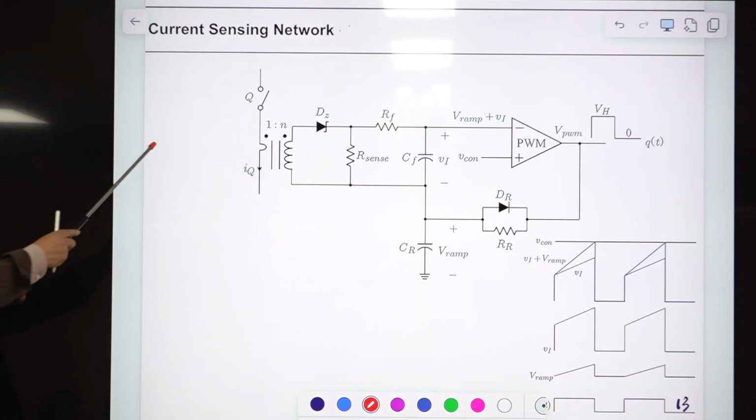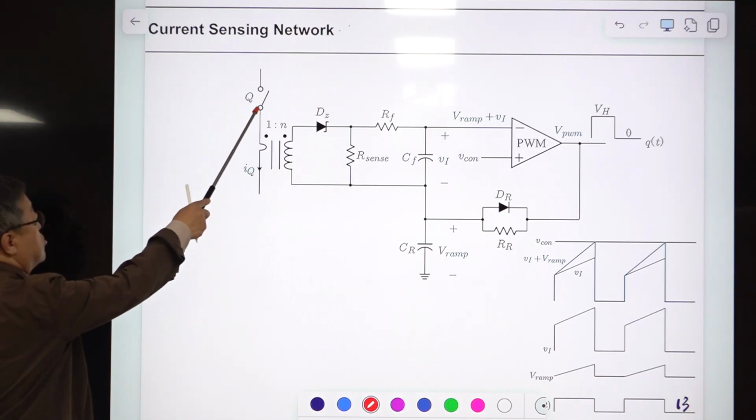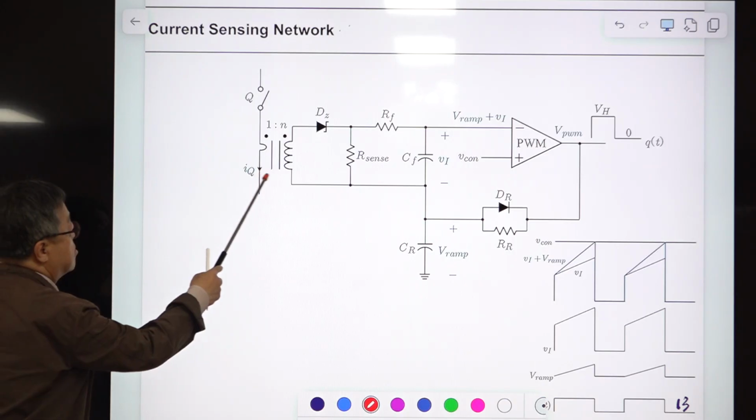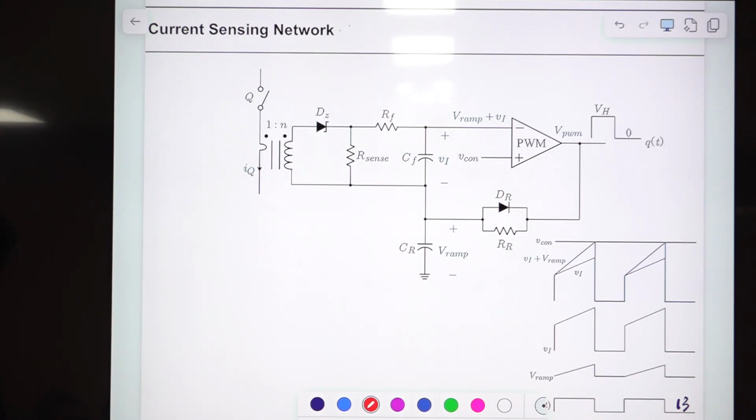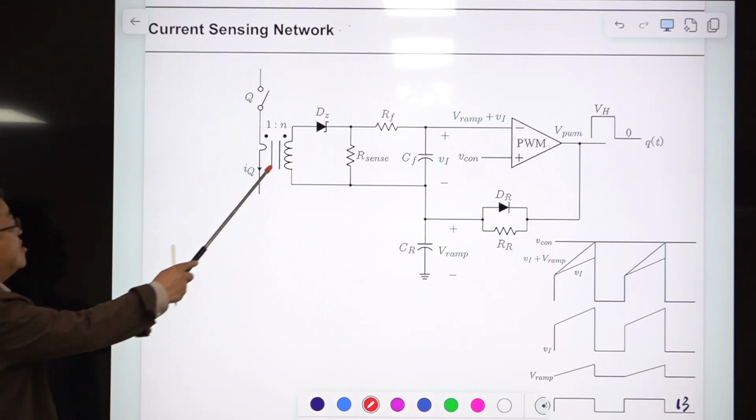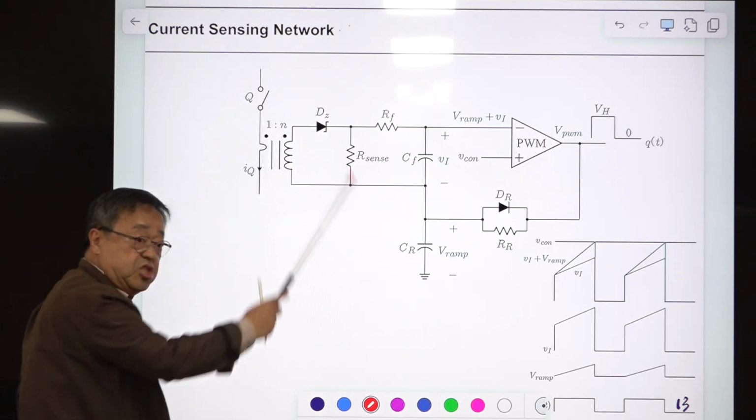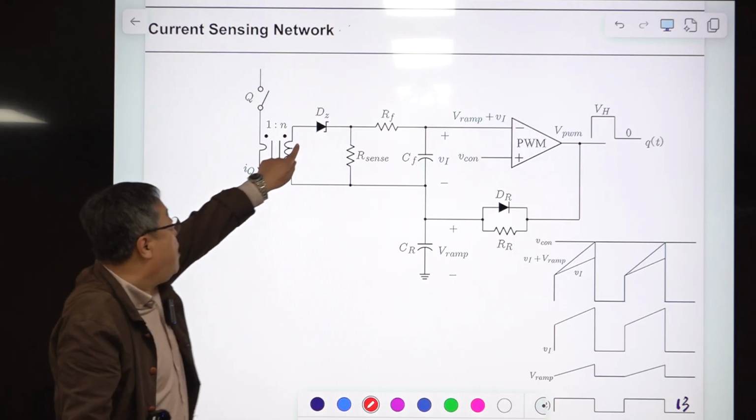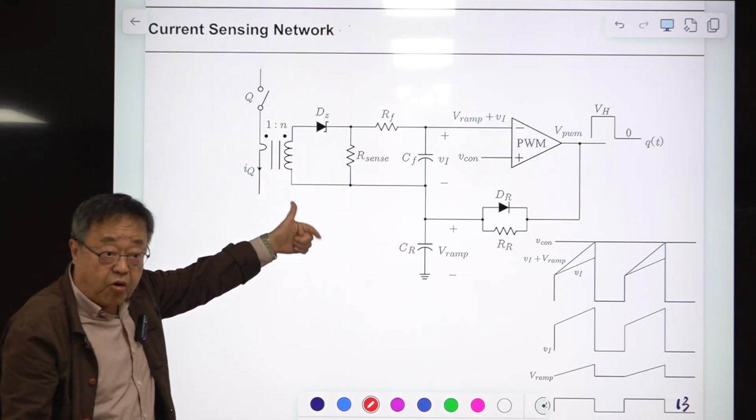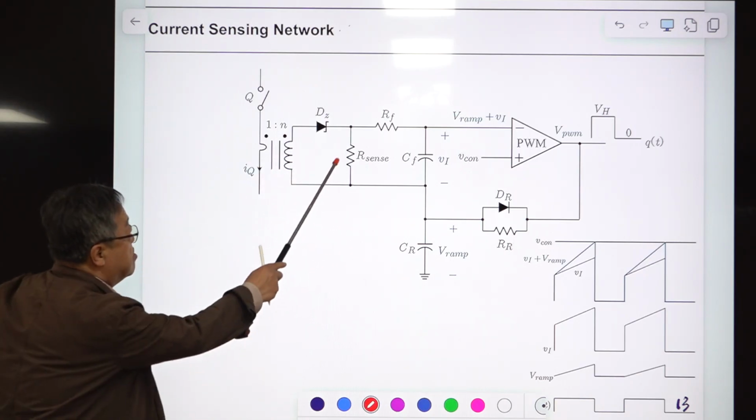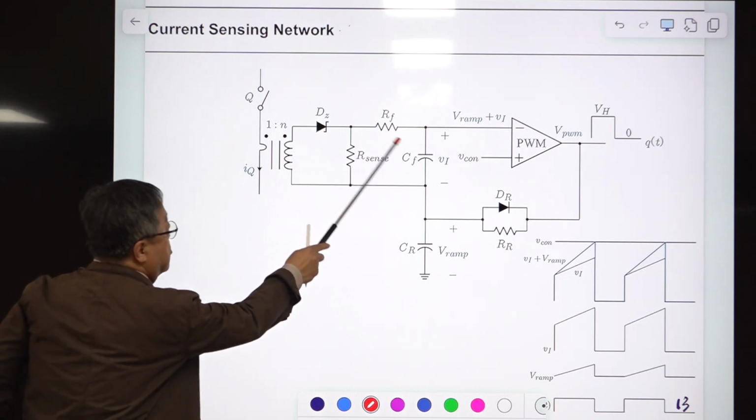And this is the switch. The switch current is passing through this. This is the current transformer, which has a turns ratio of 1 to n, and n can be 20, 30, something like that, a sufficiently large number. And this is a diode. This is a Zener diode. If you use a normal diode here, your circuit won't work. And this is the resistance and RF, CF.